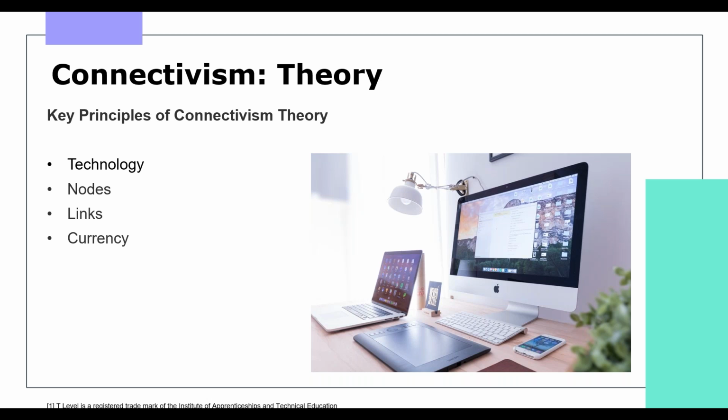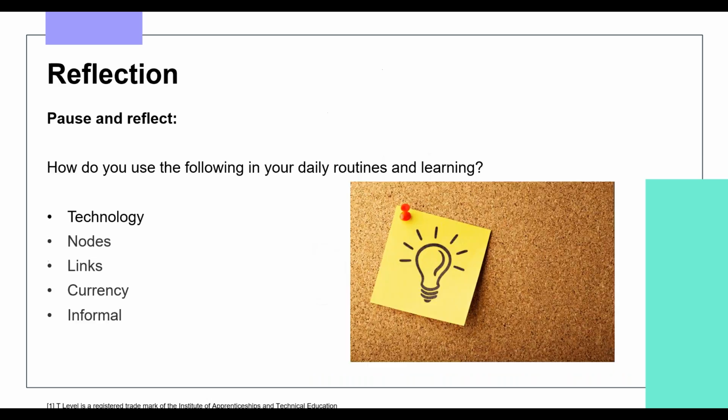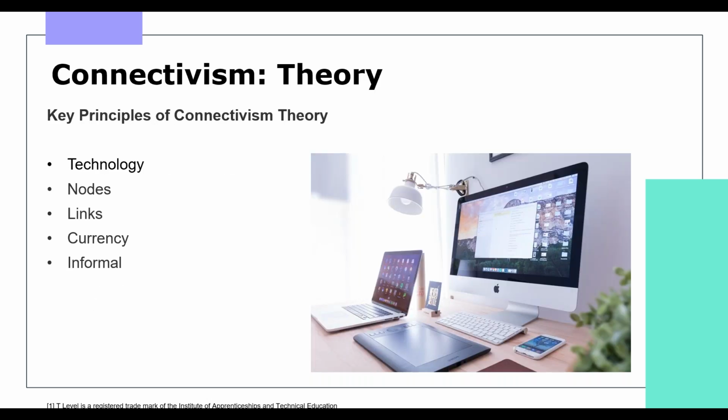Links. Learning occurs when students make links between nodes, and they continue to make and maintain connections to form knowledge. Know how and know what is replaced by know where to find the knowledge. Currency. Knowledge is quickly obsolete and learning is a continual process. Learning is more critical than knowing. Informal. Formal learning no longer makes up the main way knowledge is acquired.